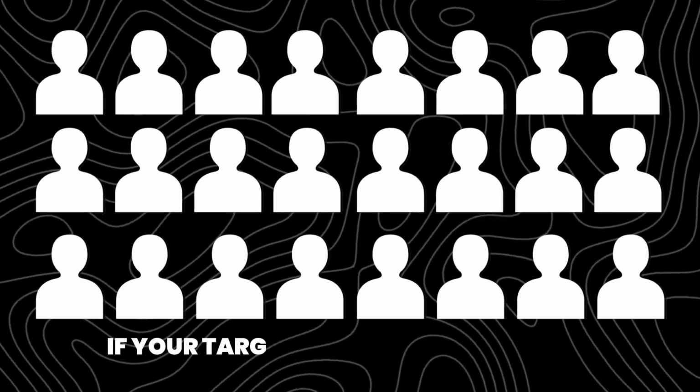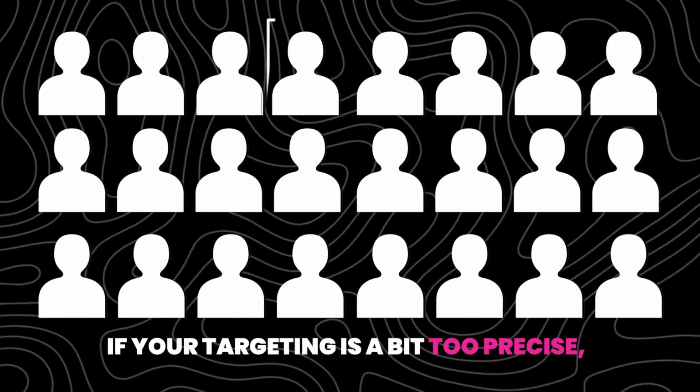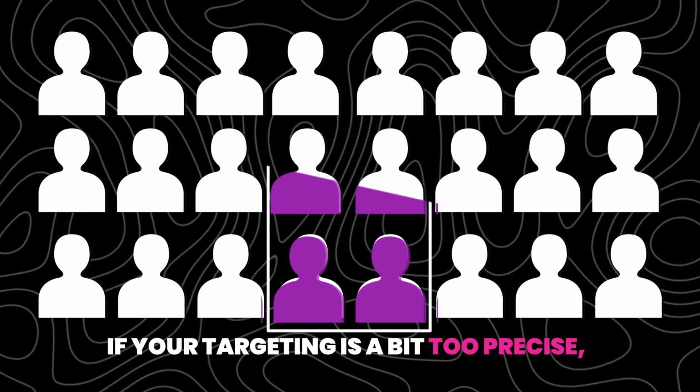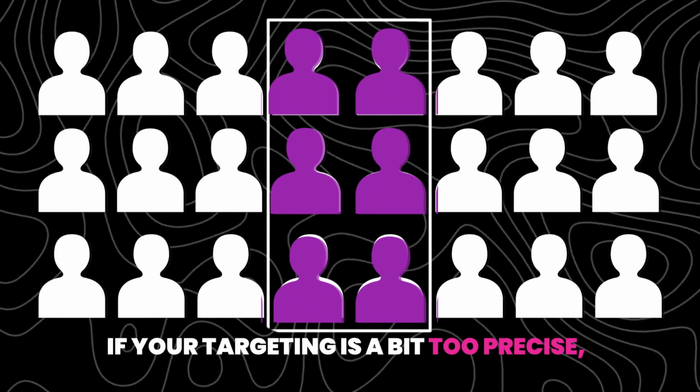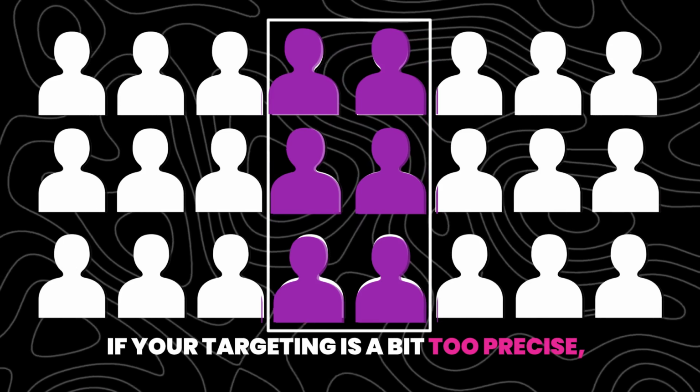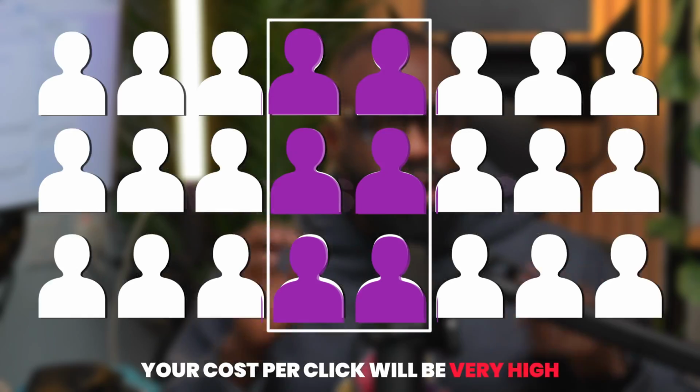Okay, now that that is out of the way, the next thing you need to understand is that if your targeting is a bit too precise, if you're precise on the people you want, you've narrowed down your targeting a whole lot, your cost per click is going to be very high. Why is that? Because you're already telling Meta exactly what you want, the people you want, the kind of audience you want. So you leave them with no other option than to try to get you that audience. And in trying to do that, they would have to charge you a lot more than usual.